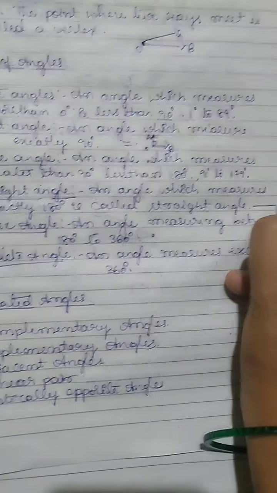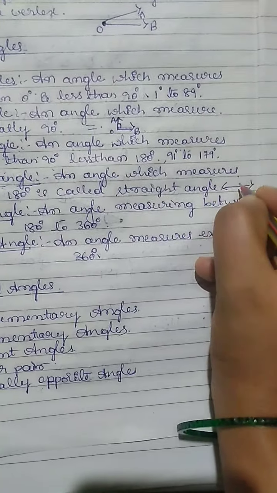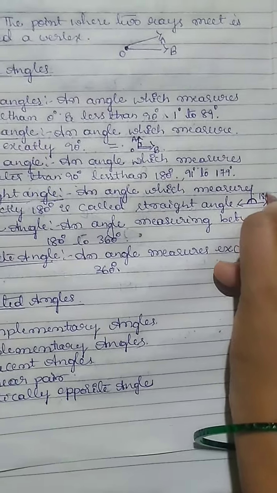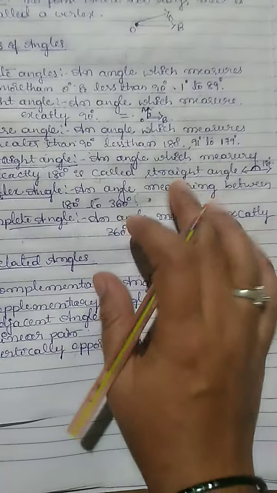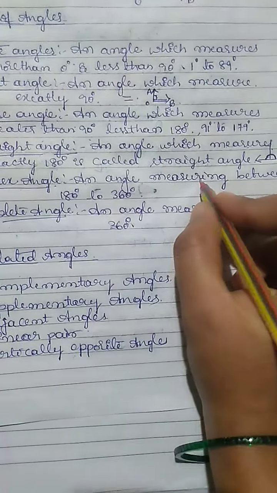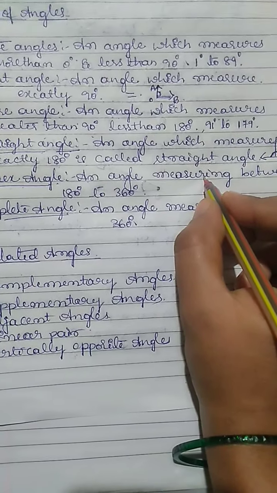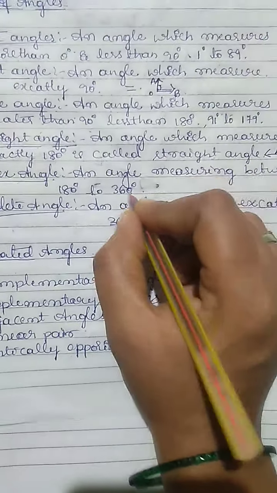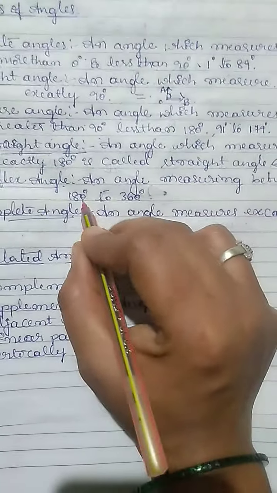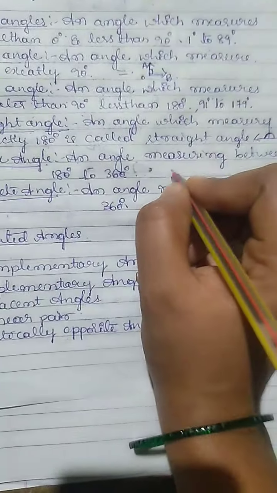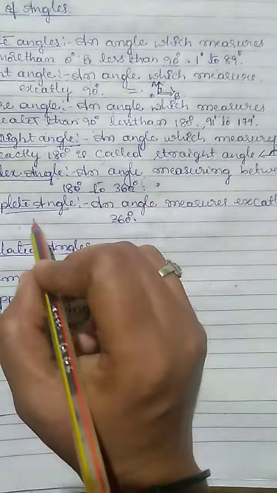See, this is the representation of a straight angle. This is a straight angle, 180 degrees, exactly 180 degrees. Next, reflex angle, an angle which measures greater than 180 degrees and less than 360 degrees, or an angle measuring between 180 to 360 degrees, is called a reflex angle. Next one, the last angle, is the complete angle.